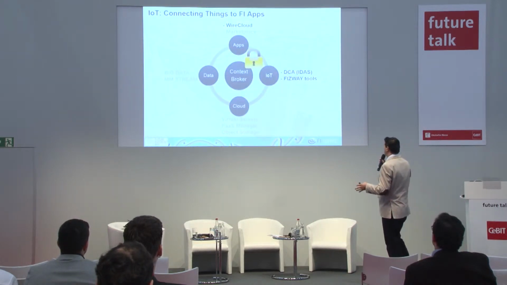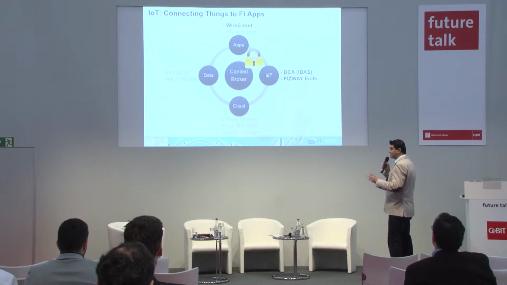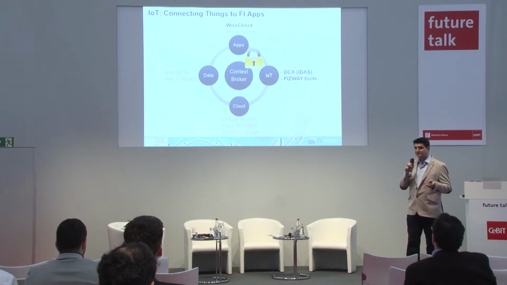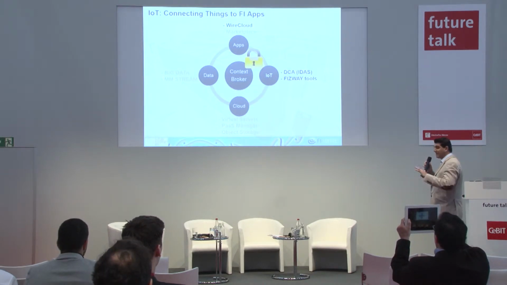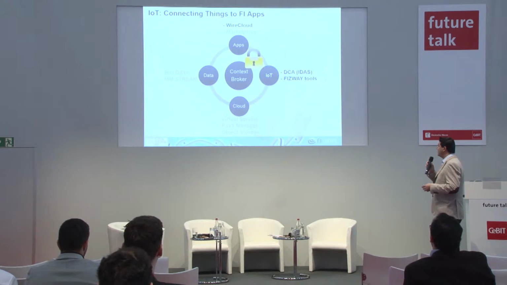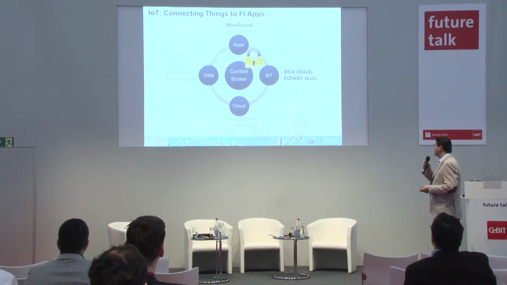So just focusing on the Internet of Things, we have two main enablers. One is in the cloud, that is what we call DCA, and the other one is a kind of gateway that we are using open hardware, namely the Raspberry Pi.